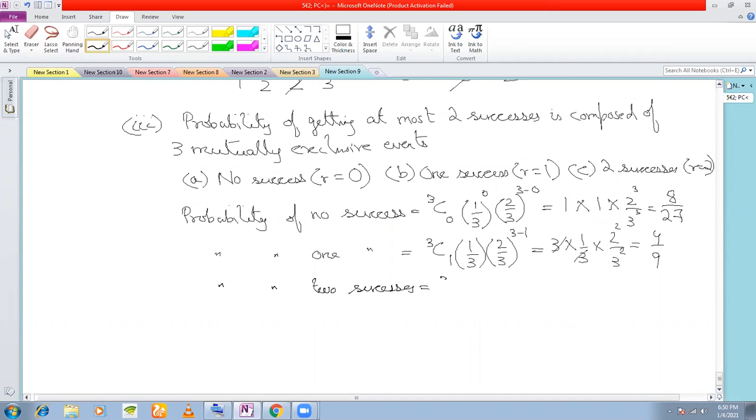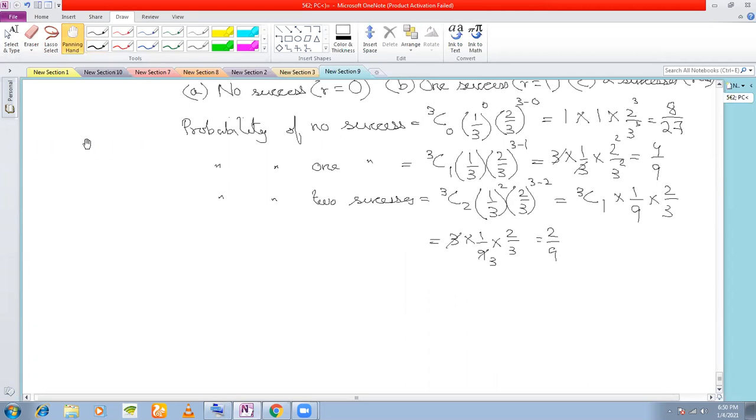Probability of two successes is 3C2, 1/3 square into 2/3 to the power of 3 minus 2. So 3C2 is simply 3, 1/3 squared is 1 by 9, and 2/3 to the power of 1 is simply 2/3, which is equal to 3 into 1 by 9 into 2/3, right? So now you can cancel 3 with 3, you get 2 by 9. So the probability of getting two successes is 2 by 9.